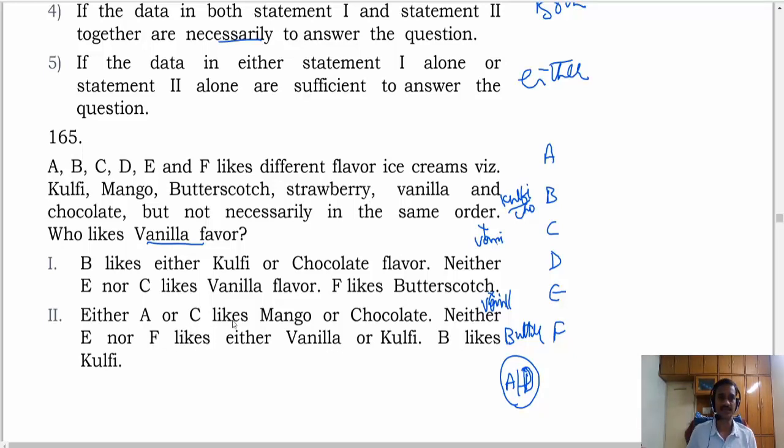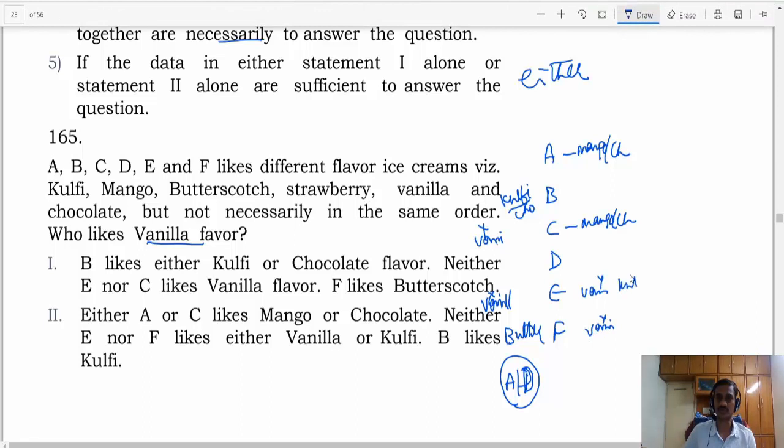Now in the next one, either A or C likes mango or chocolate. Mango or chocolate. Here also mango or chocolate. Then next one: neither E nor F likes vanilla or kulfi. E or F, vanilla is ruled out. Isn't it? Kulfi is also ruled out. Then mango, chocolate, done in these two.